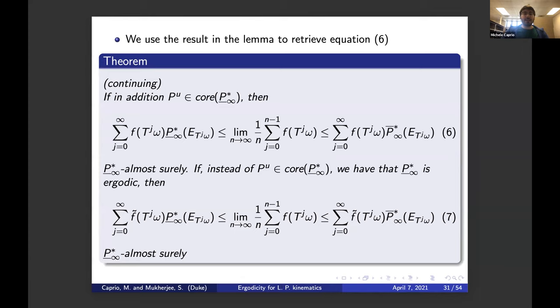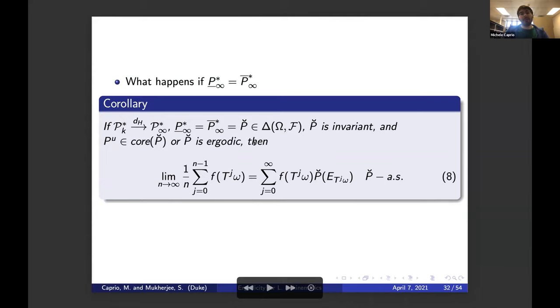So basically, if you stare at it long enough, you may convince yourself that this is a countable version of Birkhoff's ergodic theorem, with a twist that is given by the fact that we are working with sets of probabilities. And an obvious corollary is that if lower and upper probability agree, then basically we retrieve the usual Birkhoff's ergodic theorem in the countable sense.